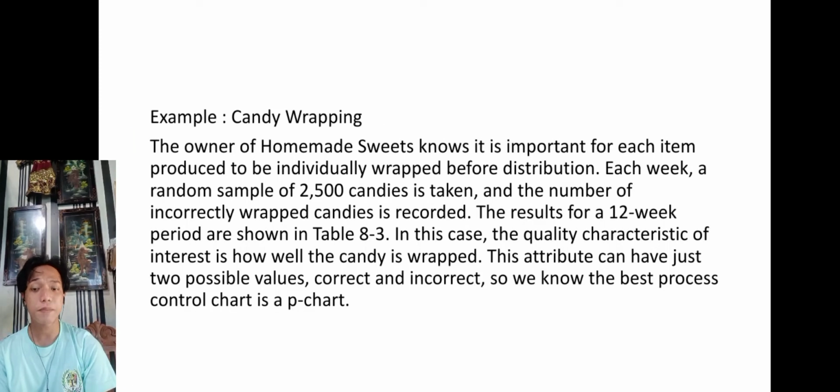Example, the candy wrapping. The owner of Homemade Sweets knows it is important for each item produced to be individually wrapped before distribution. Each week, a random sample of 2,500 candies is taken, and the number of incorrectly wrapped candies is recorded. The results for a 12-week period are shown in Table 8-3. In this case, the quality characteristic of interest is how well the candy is wrapped. This attribute can have just two possible values, correct and incorrect. So we know the best process control chart is a P chart.